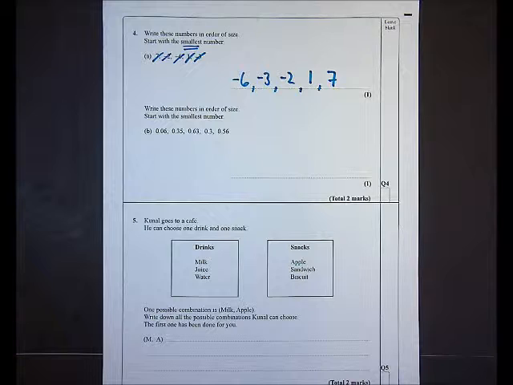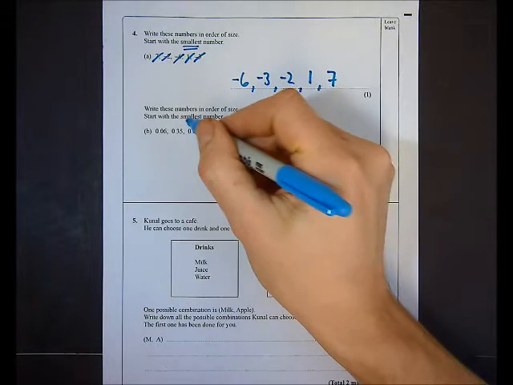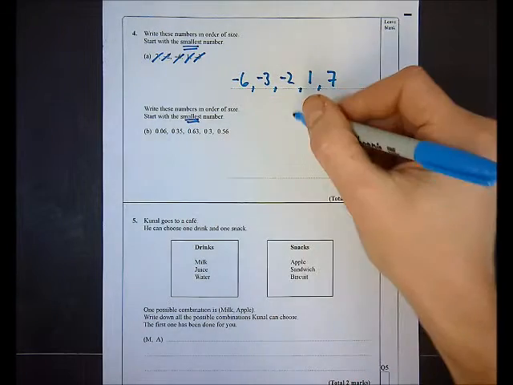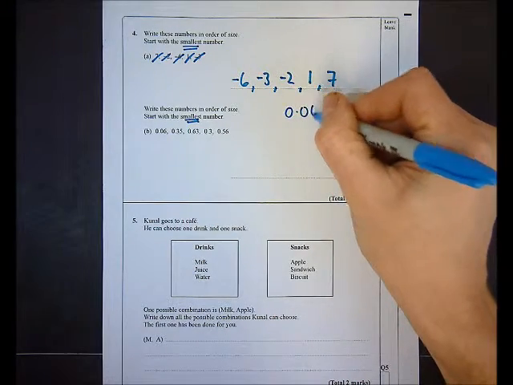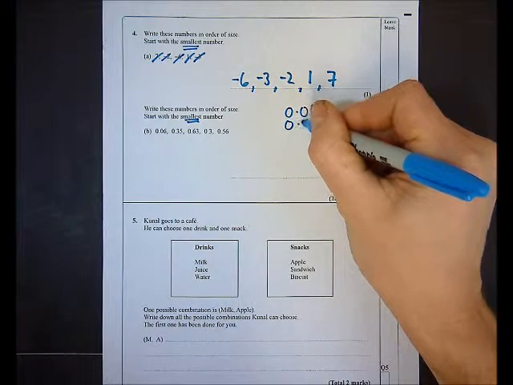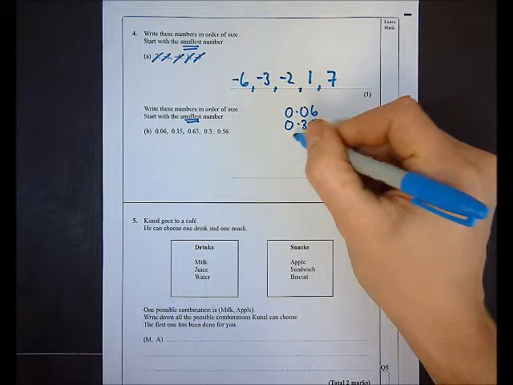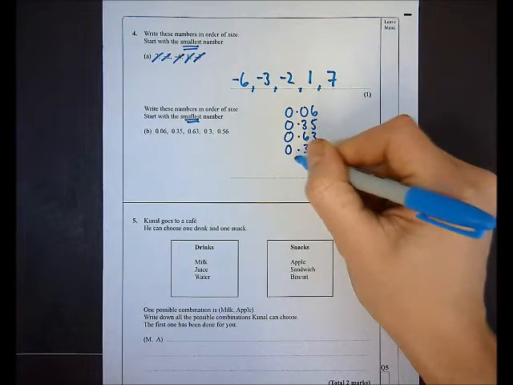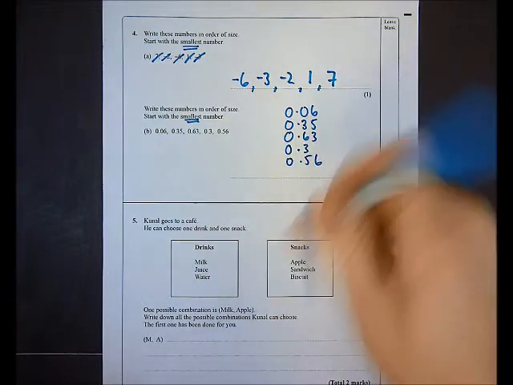In part B, I'm told to write some decimal numbers in order of size, and again I'm told to start with the smallest number. So what I'm going to do is line these up in the place value table, and I'm going to start with 0.06, first number, and then 0.35, taking care to line them up. 0.63, 0.3, and 0.56. Now there's a couple of ways to do this.